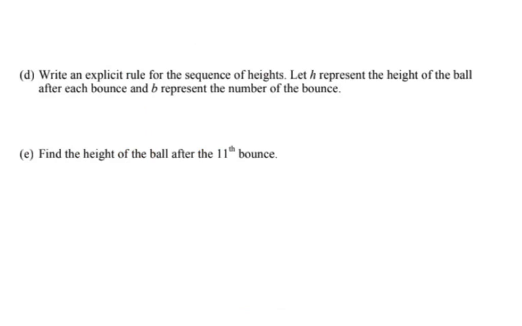Now they want us to write an explicit rule for the sequence of heights, and I'm going to assume they want us to write the a sub 0 one since they gave us 0, and that one's easier to use for plugging stuff in. So let h represent the height of the ball after each bounce, and b represent the number of bounces. So they want us to use function notation here. So instead of a of n, which is what we've been using for arithmetic sequences, we're going to use h for height based on number of bounces.